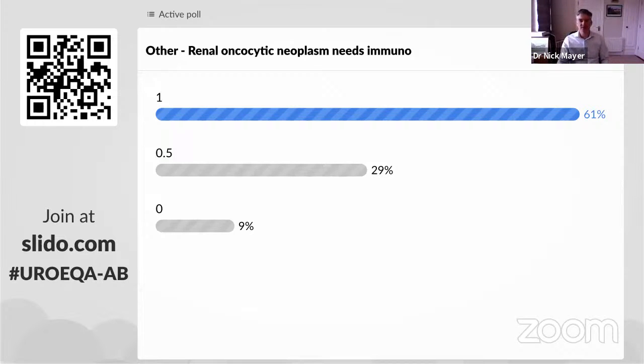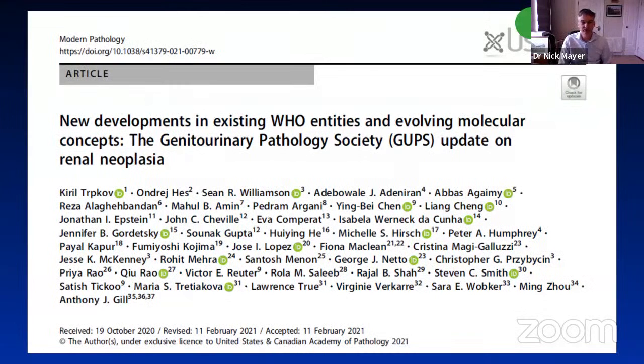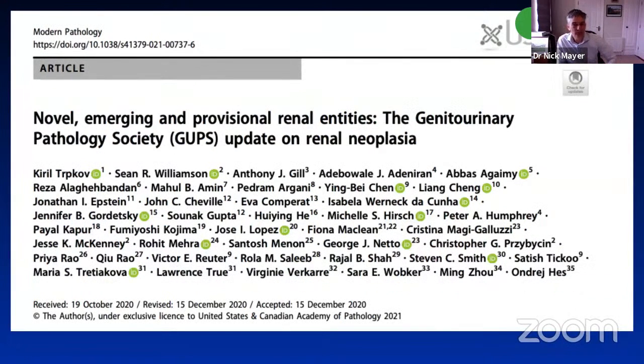So that's the first case down. This is a paper I just wanted to draw to people's attention, if you're not aware of it, that covers a lot of the entities that we're going to see in this circulation, which is a nice read. And there's a companion paper. This is on the existing WHO entities, and there's a companion paper, again in Modern Pathology, on novel and emerging renal entities, and there's quite a few of these coming down the tracks. So these are nice papers to be aware of, and this PowerPoint will go up on the EQA website, so you don't need to copy these down.